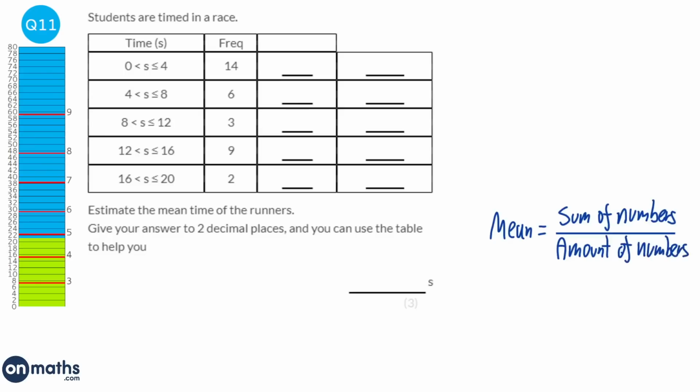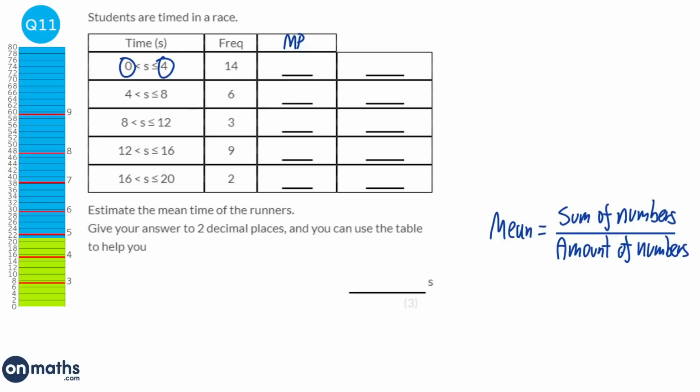Now, what this table is telling us is there are 14 students who got a time between 0 and 4 seconds. Now, it's absolutely impossible to work out what time those students got with the information in this table. So what we need to do is assume they all got, say, 0 seconds or all got 4 seconds. And the fairest value to say that they all got is what we call the midpoint. And to find the midpoint, you add up the lower bound and the upper bound, so the highest value and the lowest value, add them together and divide by 2.